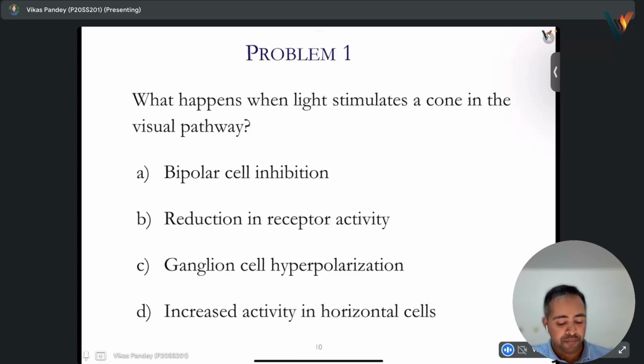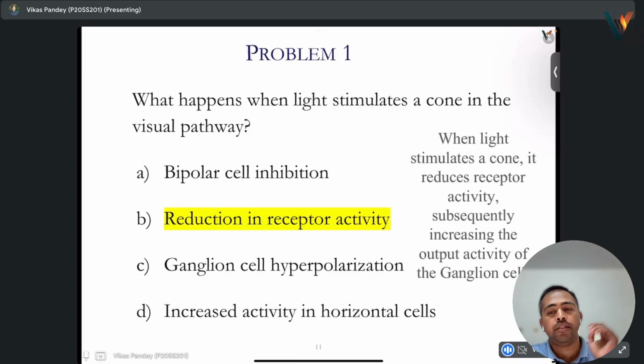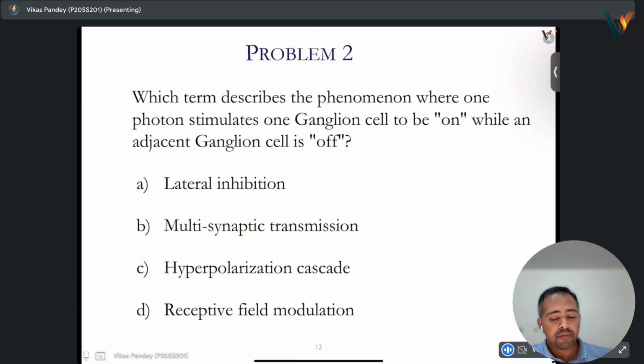Okay. So what happens is that when light stimulates a cone, it reduces the receptor activity. That actually increases the output activity of the ganglion cell. So answer B will be the correct answer, that is reduction in the receptor activity. Okay. Now let's come to problem 2.